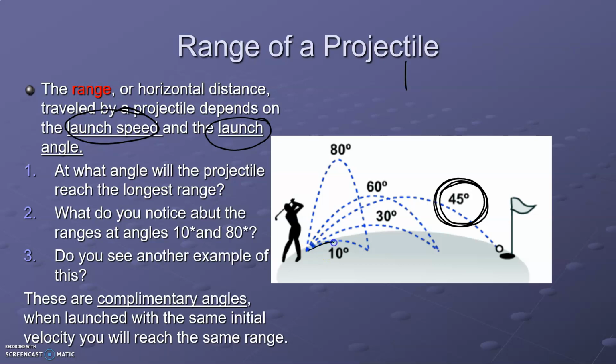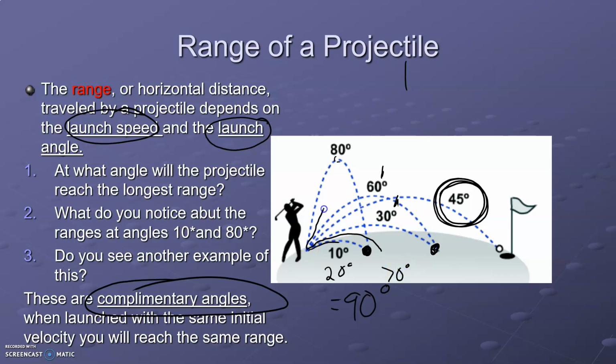But if you look at 10 degrees and 80, it lands in one spot. 60 and 30 lands another spot. Anytime you can hit a target at a certain angle, you find a complementary angle, that is another angle in which you could hit that same target. Complementary angles equal 90 degrees. So I could shoot something at 20 degrees, and it's going to be pretty shallow. Could shoot the same launch at 70 degrees, and it should hit the same target.